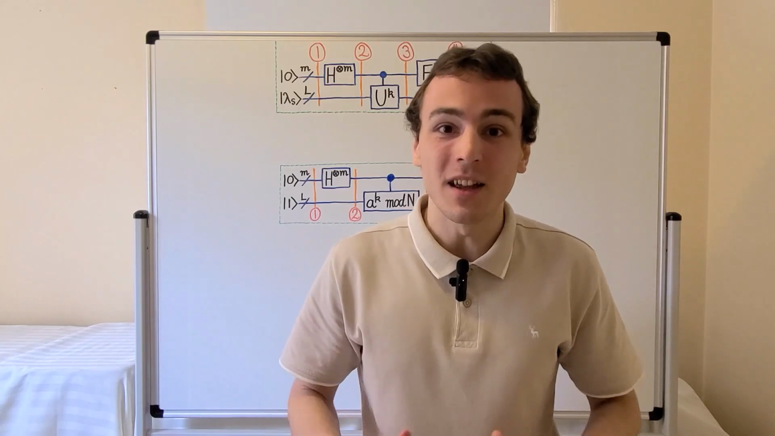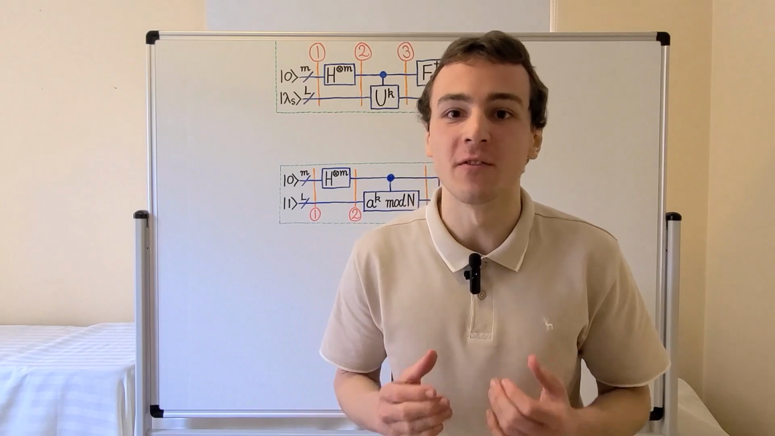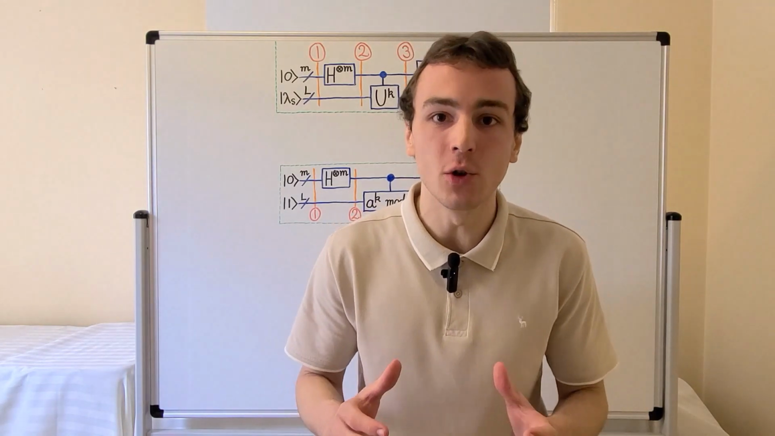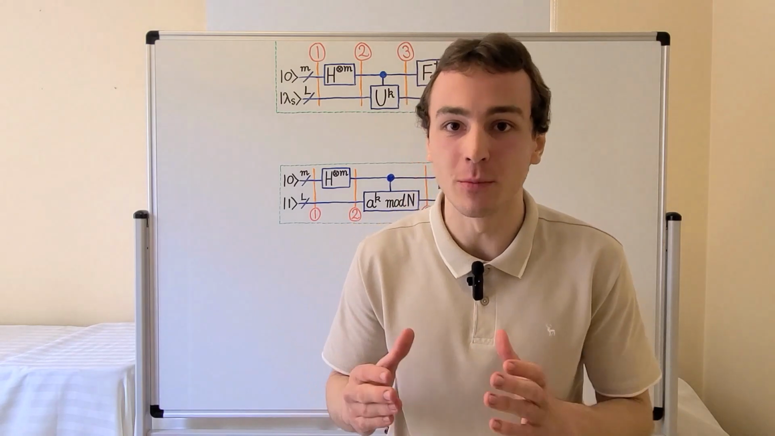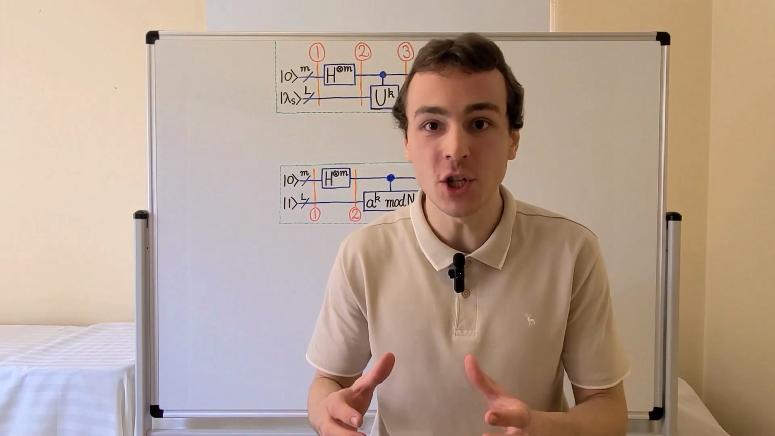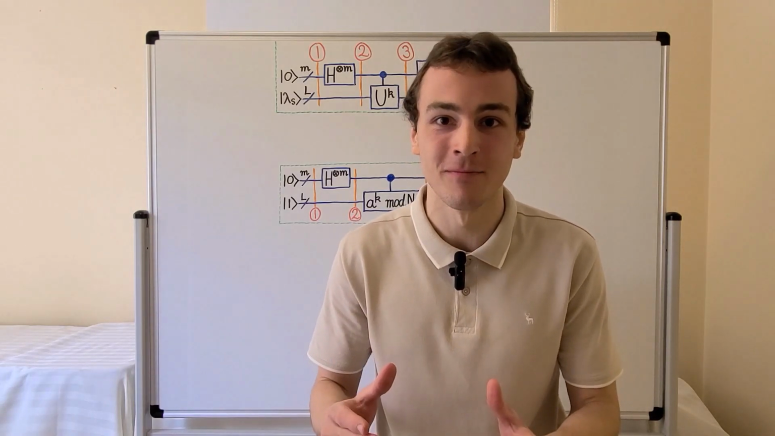Let's investigate the quantum order-finding subroutine of Shor's factoring algorithm. We will begin with an overview of the phase estimation procedure. Then we will see how to adapt phase estimation to solve the problem of order finding.